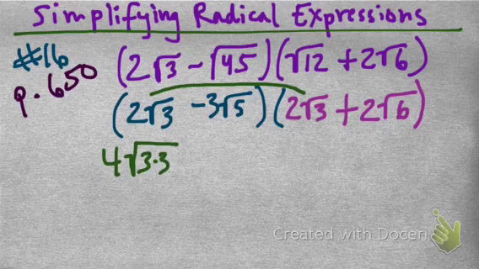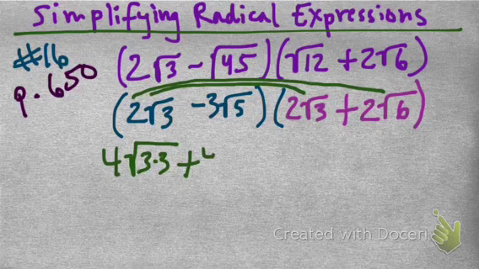And then I'm going to multiply into the second term of the other binomial. The 2's again give me 4. This time my radical is 3 times 6 inside. And that is the first term.